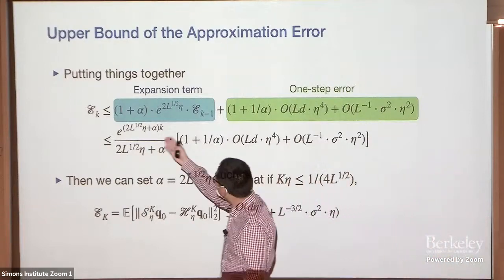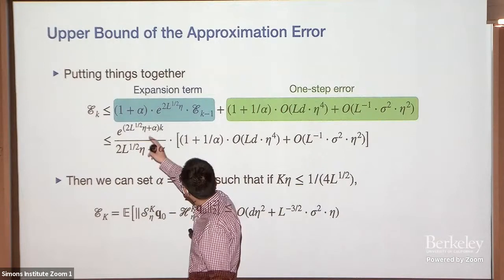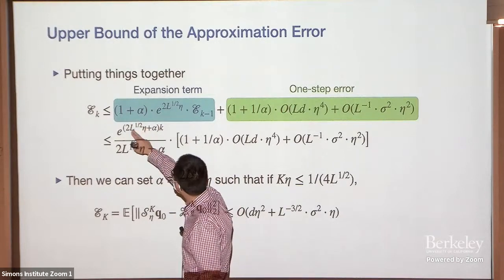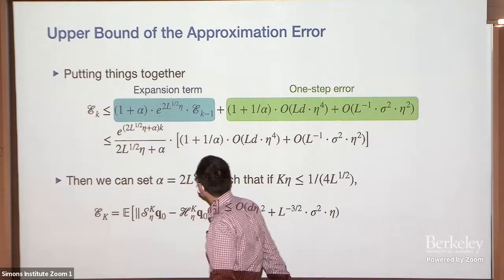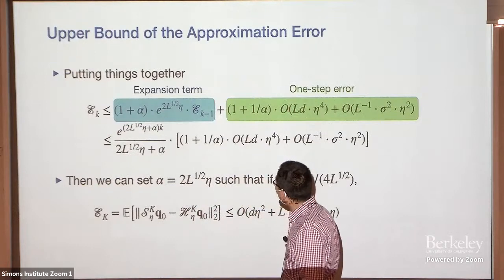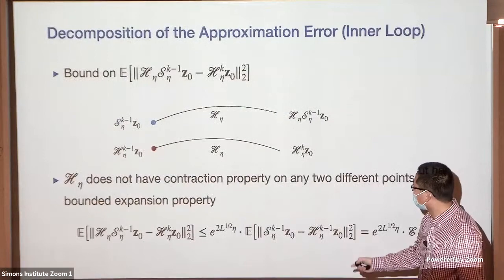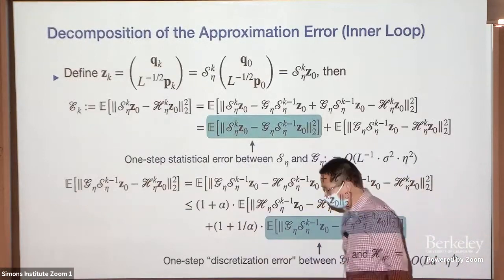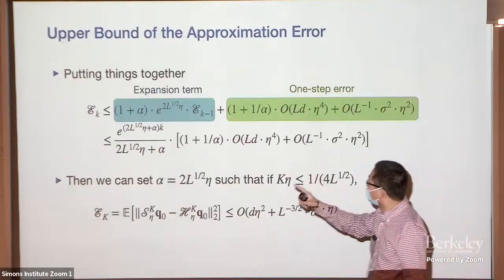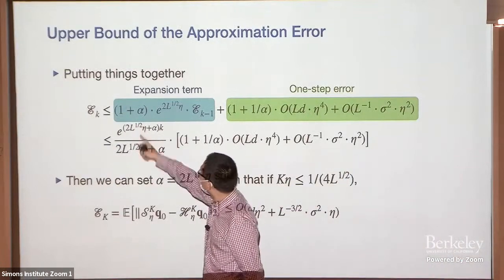And using some very simple inequality, we can move this 1 plus alpha into the exponent of this exponential function. And now we need to choose alpha, because alpha is the parameter we introduced when we apply the Young's inequality. So here we need to choose alpha. We choose alpha to be in the same order of this guy.